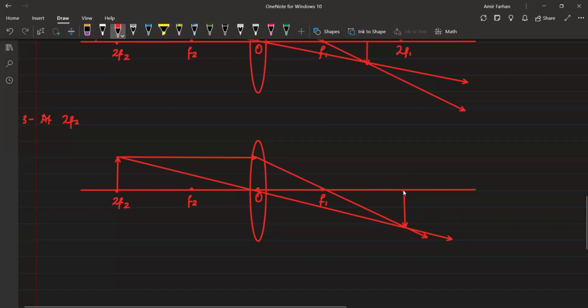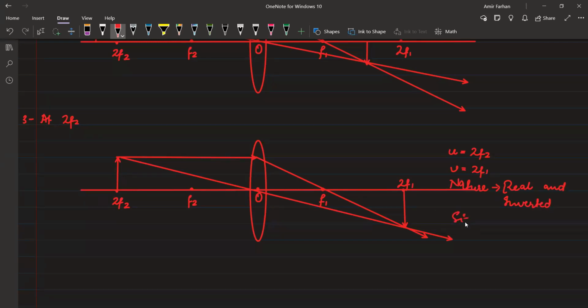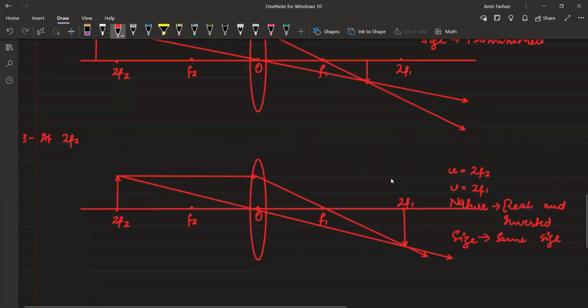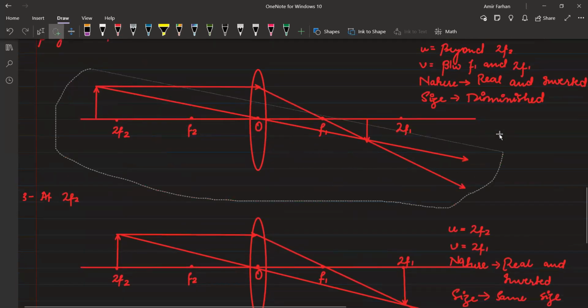This is the point, that is 2f1. Okay. So your object was placed at 2f2, and the image is forming at 2f1. Nature: real, inverted, size will be same. Okay, same size. Okay, everyone? Yes, sir. So let me take this.